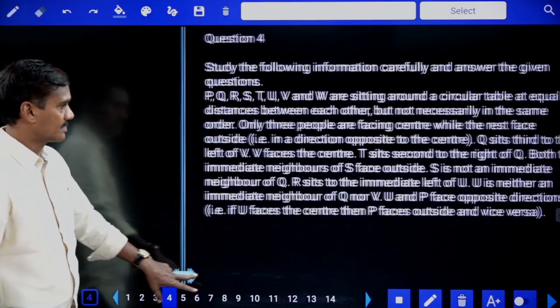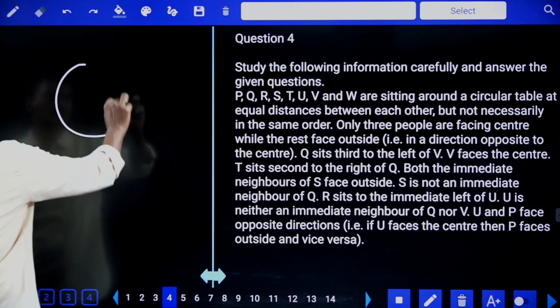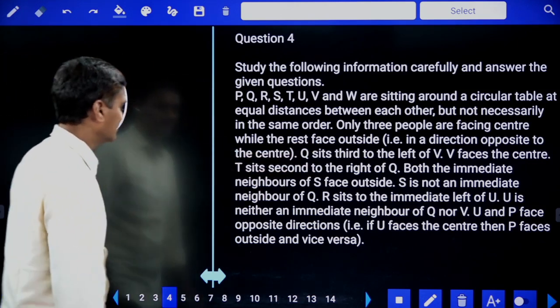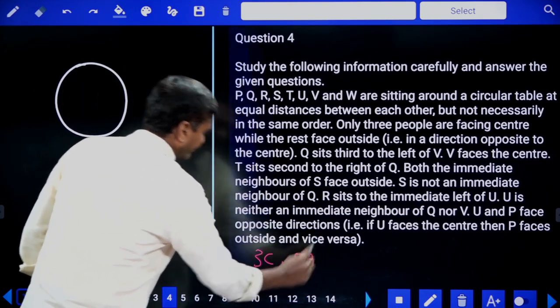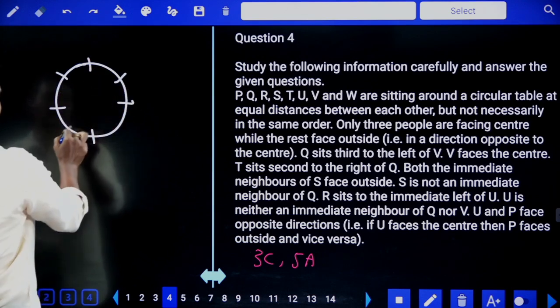Is done with this? Then of the 8, only 3 are towards the center. How many are towards the center? Only 3 are facing the center. Hence 3 center and 5 away. 3 center, 5 away. 1, 2, 3, 4, 5, 6, 7, 8.